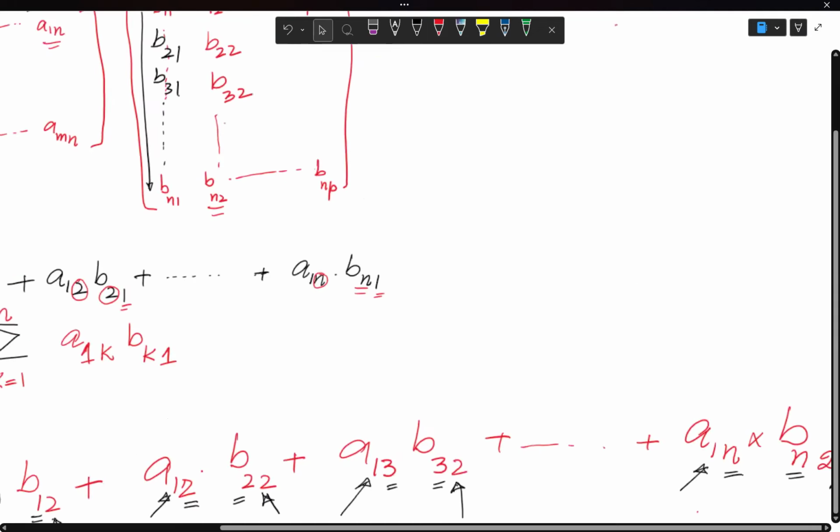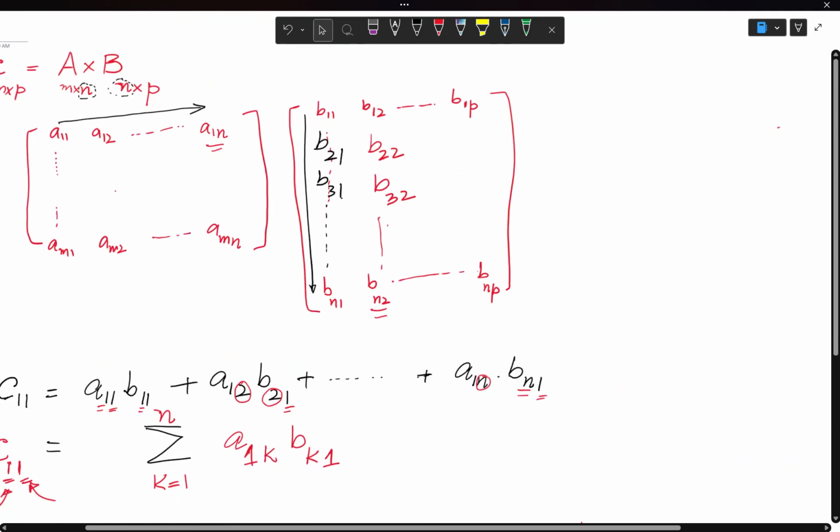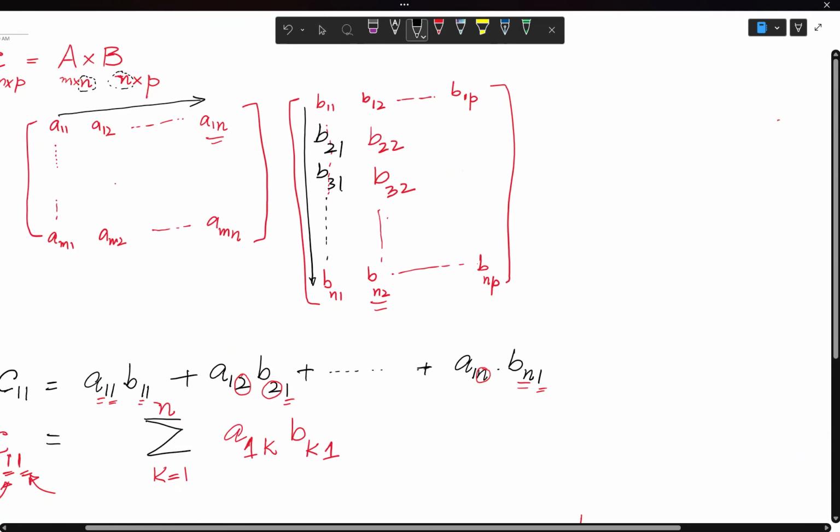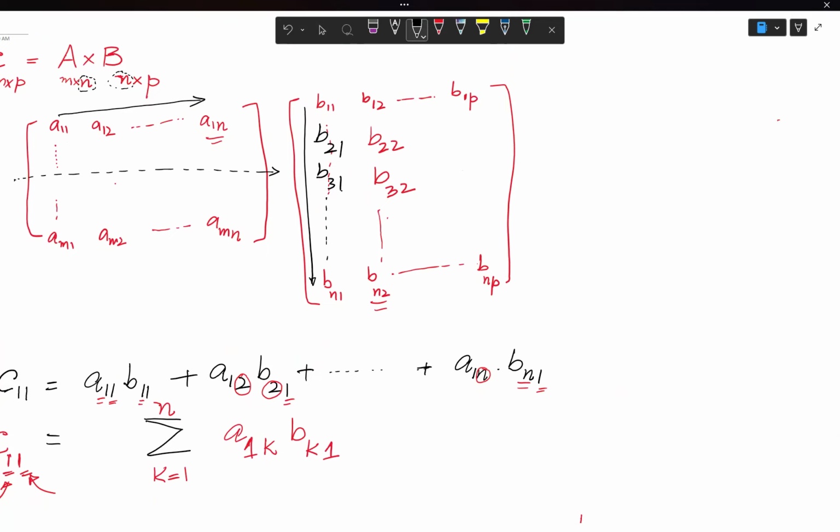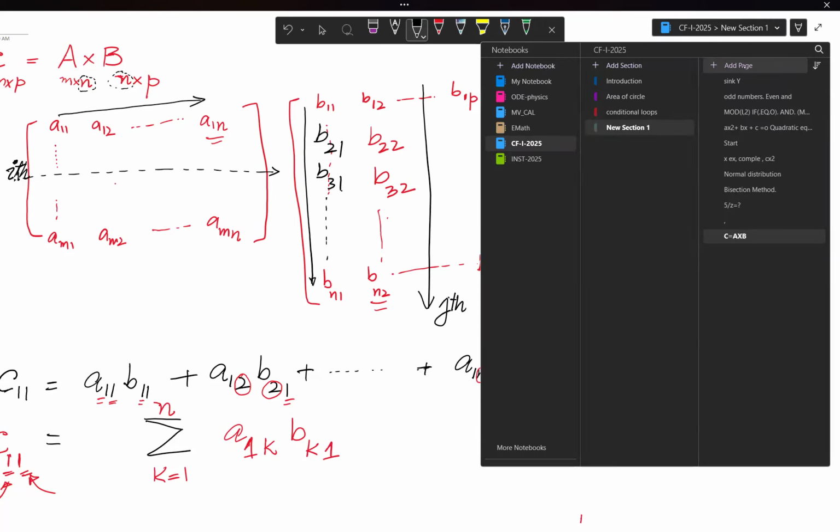Likewise, if I consider a general row over here, and I call it the ith row, it is going to be multiplied with a jth column of B, right? Ith row of A and jth column of B. So let's write that one separately and explicitly.